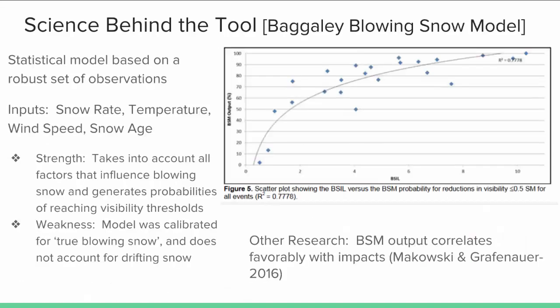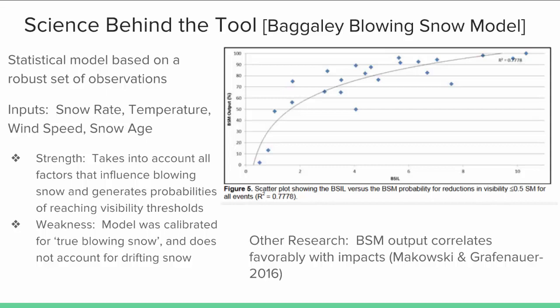The second methodology merged into the Forecast Builder blowing snow tool utilizes the Bagley blowing snow model, which is a statistical model based on a robust set of observations from the Canadian prairie provinces. This methodology uses snow rate, temperature, wind speed, and snow age as inputs, and outputs probabilities of reaching certain visibility thresholds, including 3 miles, 1 mile, and a half mile.